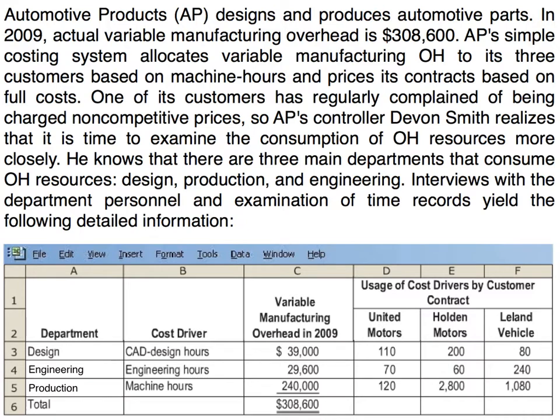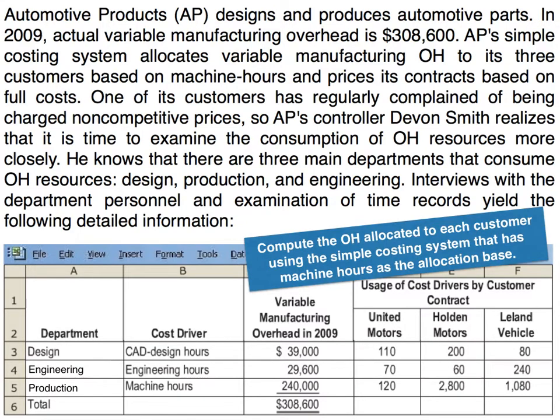So what we need to do is compute the overhead allocated to each customer using the simple costing system that has machine hours as the allocation base. So this is what they're currently doing that's causing this customer to complain. So let's start with this method first, and then we're going to compare the simple costing results with the activity-based costing results.